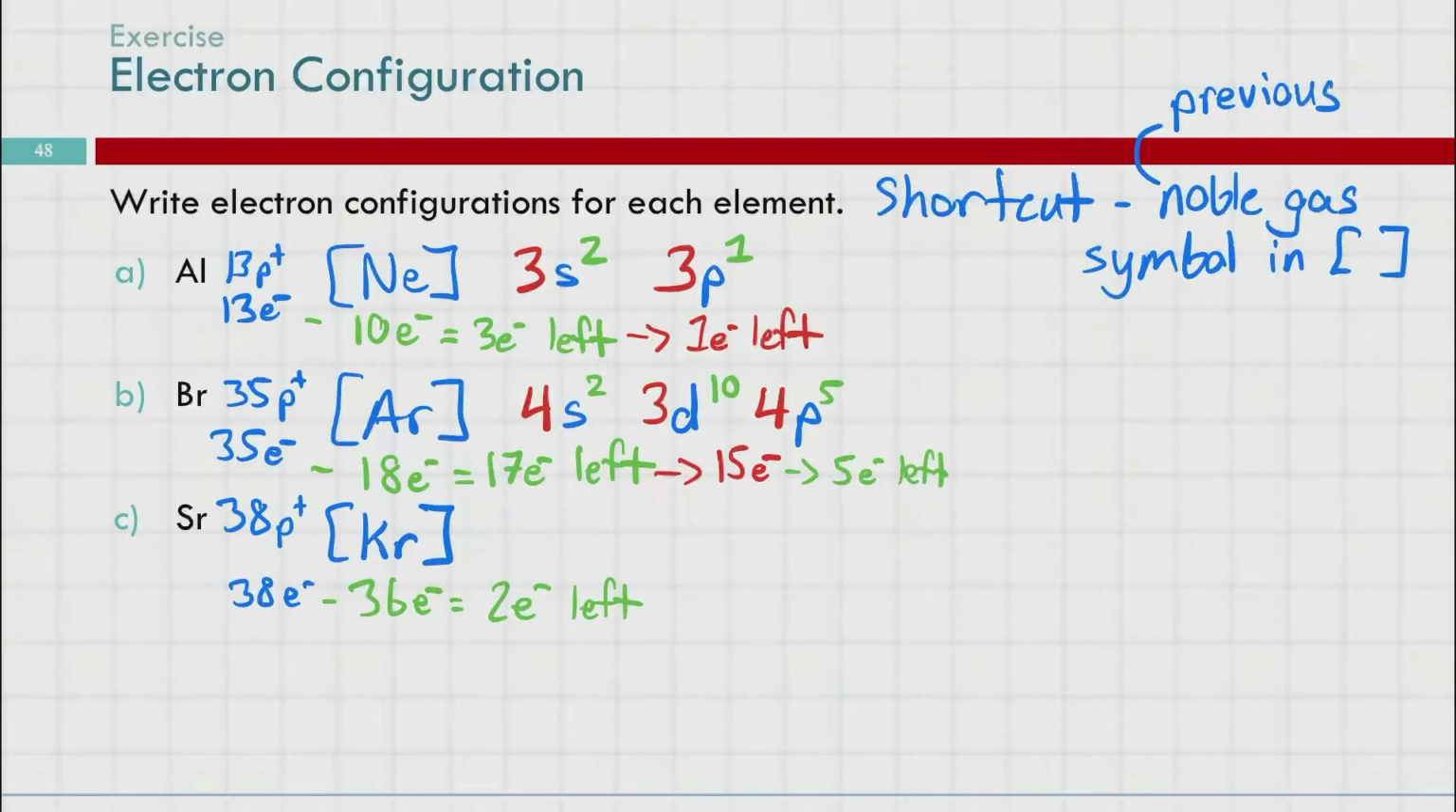Strontium is in row 5, and first up is our s block. So we've got 5s. The s can hold both of those electrons, so that one's relatively quick and easy. Questions about any of those electron configurations? Great.